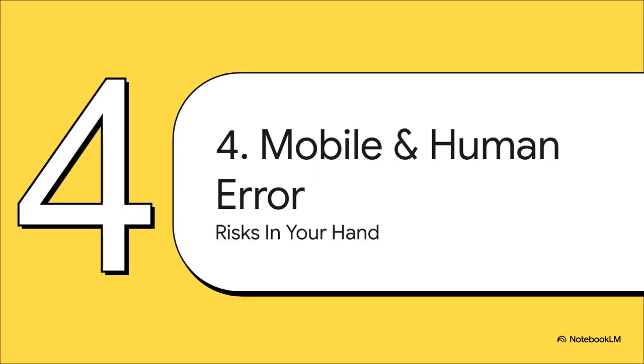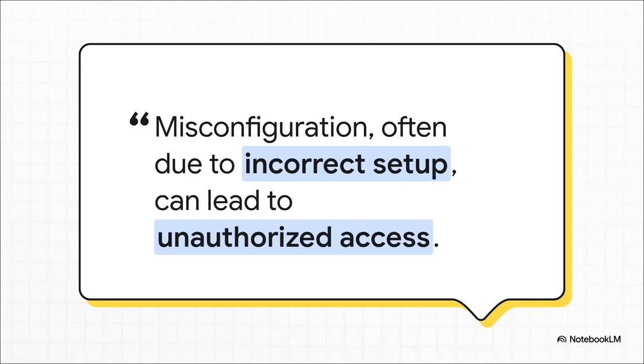Okay, after all that big picture stuff, let's bring it all the way back home. Right back to the device in your pocket and, well, to us. The simple mistakes that any of us can make. It's kind of wild. We spend all this time thinking about super sophisticated hackers, but honestly, one of the biggest threats out there is just simple human error. Misconfiguration, which is really just a fancy way of saying setting something up wrong, is a huge source of security breaches. We're talking about things as simple as leaving the default password on a device or accidentally leaving a sensitive database totally open to the internet.